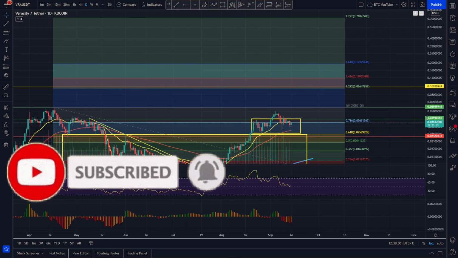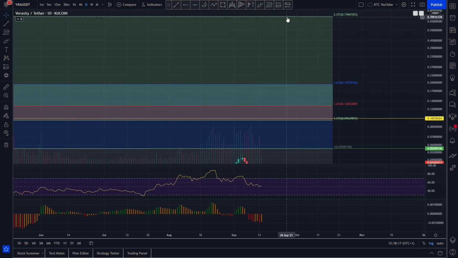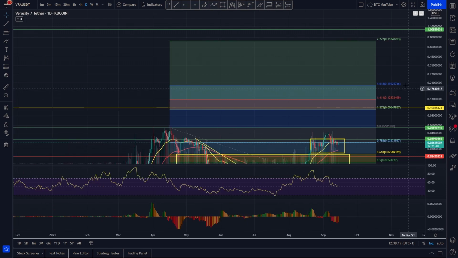And then obviously you can see our fib retracement tool here. We've got the 127 coming in at around 10 cents, the 141 at around 13 cents. Got the 161 coming in at around that 19-20 cent level. And we've got a big 227 overextension at around 70 cents.